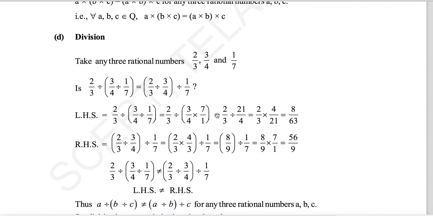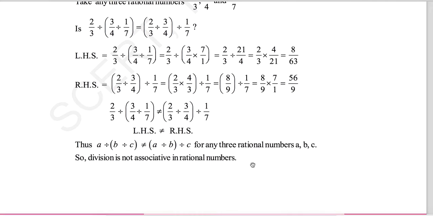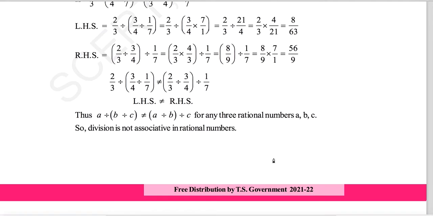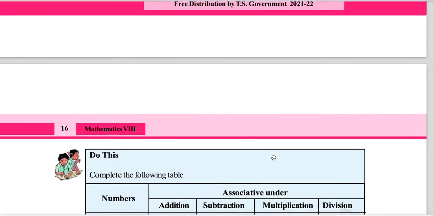Okay, what about division? You can clearly prove by taking any example that the LHS is not equal to RHS. So (a ÷ b) ÷ c is not equal to a ÷ (b ÷ c) for any three rational numbers a, b and c. So division is not associative in rational numbers.